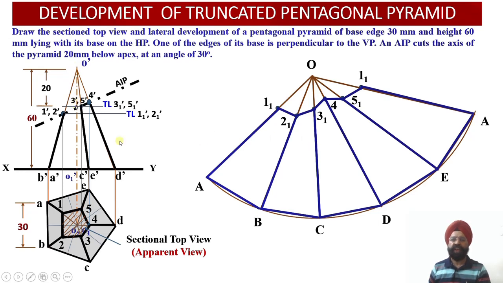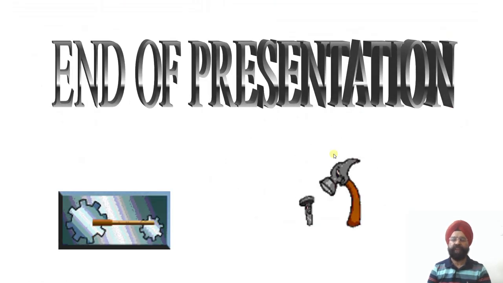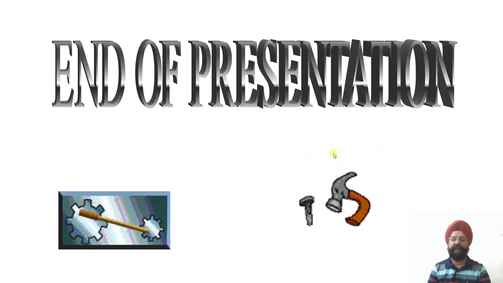Okay, so with this, using the principles of projections of solids, sectioning of solids and the radial line development method, we have been able to work out the front view of the sectioned solid, the top view of the sectioned solid, as well as the development for the truncated pentagonal pyramid. So this is all that we wanted to discuss regarding this development.